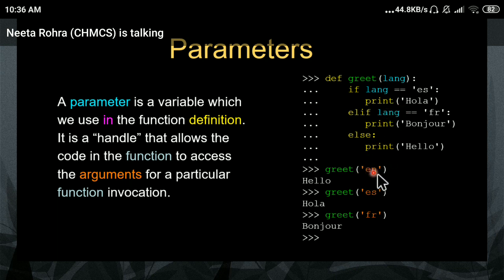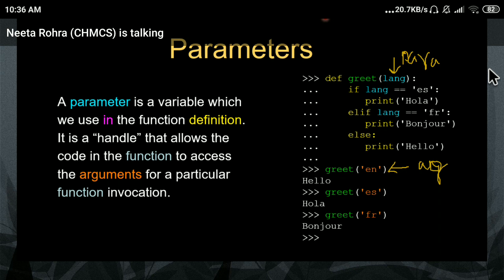Over here, sorry, en is the argument that has been passed to the parameter lang. So this en is called the argument, whereas lang, which stores it, is called the parameter. The names are okay, argument and parameter. In the function call, you will call it an argument, whereas in the function definition, it is termed a parameter.